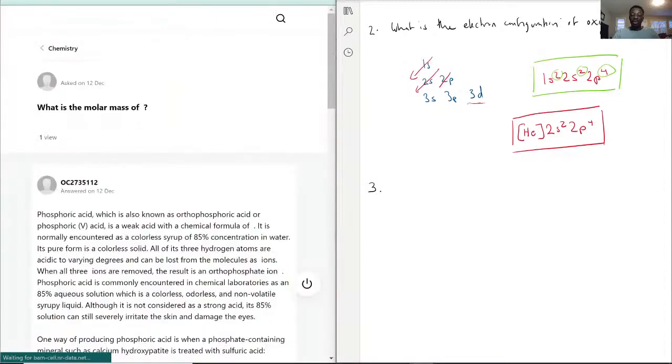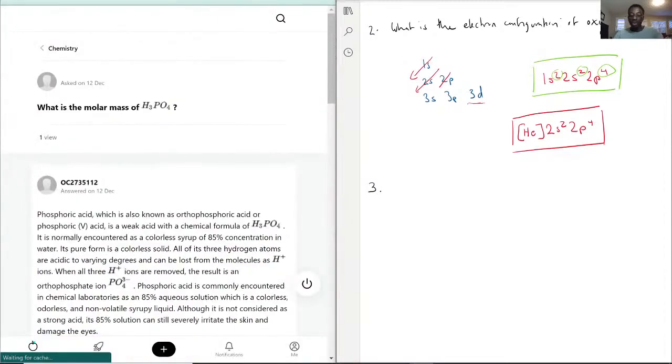Question number 3. What is the molar mass of H3PO4? So, for these, the important thing to understand about getting the molar mass is that you want to be adding the constituents of its atomic mass to be able to get that.